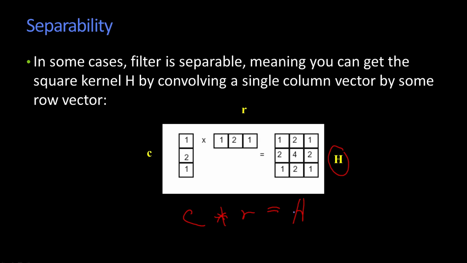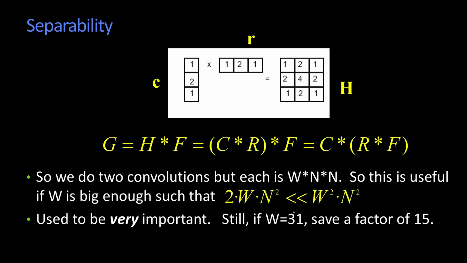See, this is why we don't use my handwriting. Let's suppose we wanted to filter something with H. So that would look like this. We have a function g that we're going to create by convolving f with h. But we said that C convolved with R is the same as H, so that convolves f. And because of the associative property, C convolved with R, then convolved with f in order to get our new function, is the same as C convolved with R convolved with f.